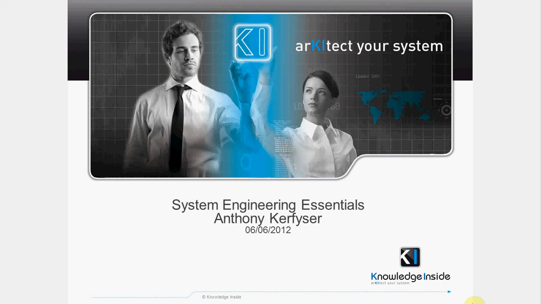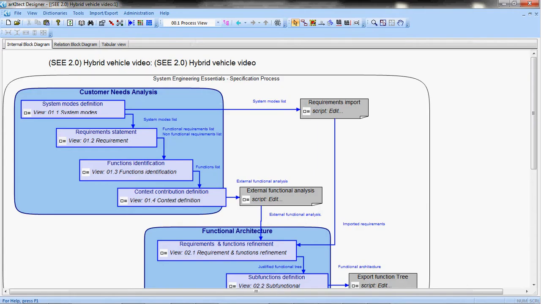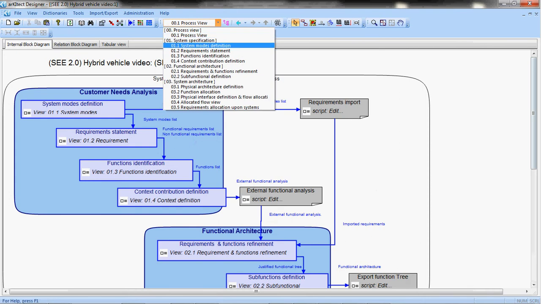Let's go directly in our tool to present our product. We are now in the Architect environment. Here is the main diagram of Architect called Internal Block Diagram, where can be seen graphically the project data. We are currently in the process view, which describes all the activities that need to be performed according to the INCOSE system engineering process. The purpose is to complete this project, which models a hybrid vehicle by introducing a new customer requirement. To do so, let's go in the view 1.2 requirements statement.